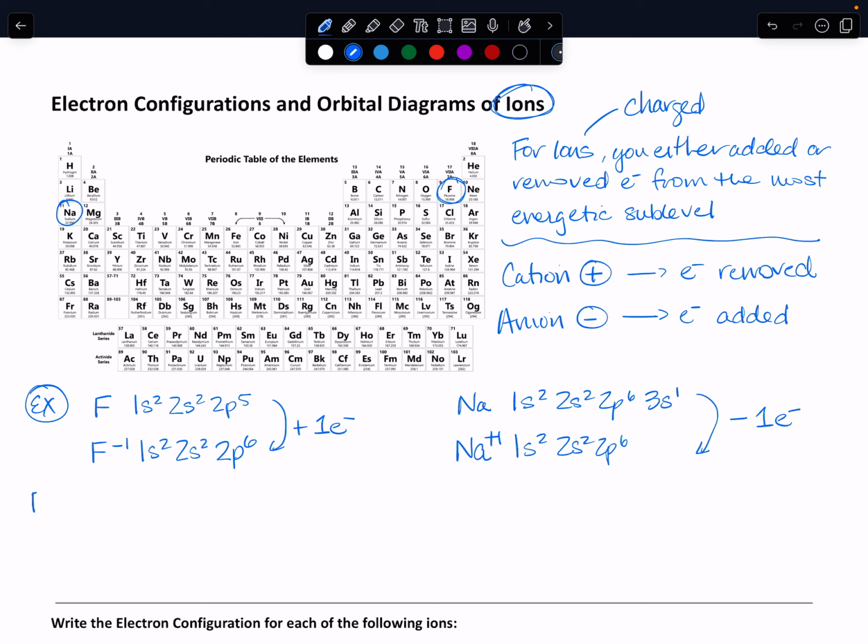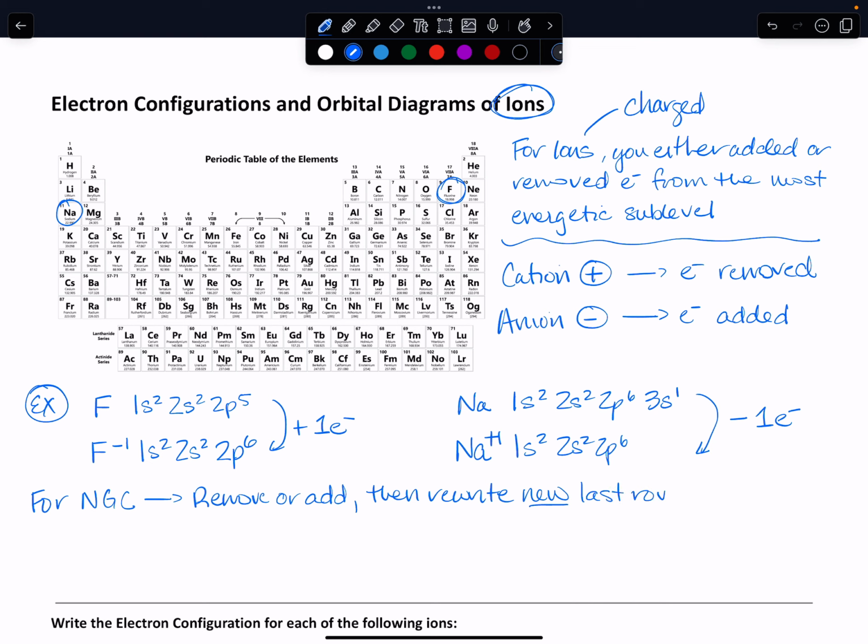Now for those noble gas configurations, you're going to do the same thing. You're going to remove or add electrons, and then rewrite the new last row. You'll see what I mean in just a minute. It's easy, particularly for the cations, when they lose those electrons, to want to just leave the noble gas in brackets, and that be it. But you really need to move up a row. So we'll look at a couple of those.